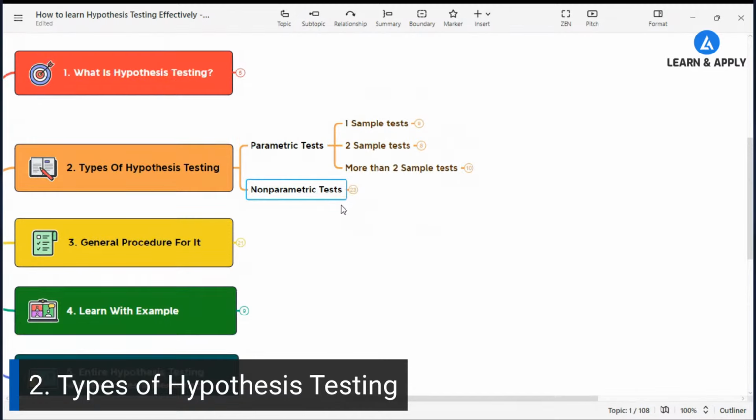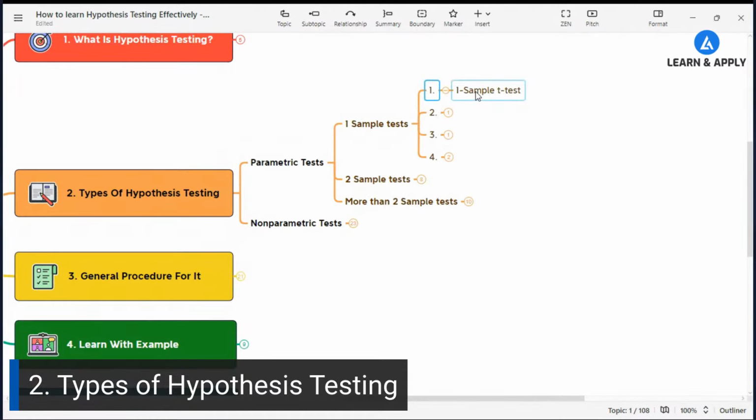Let's go into the detail of parametric tests first. When we are going to compare one sample with respect to some reference value, then we are using a one sample test. Let me repeat that. That means we have one sample and we want to compare that sample with respect to some standard value, right? In that case, we are going to use the one sample test. Now, depending on which metric we are going to compare, there are various types of hypothesis testing. Like if you are going to compare the mean of the sample with respect to some reference value, we are going to use the one sample t-test.